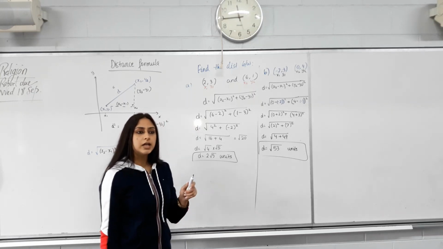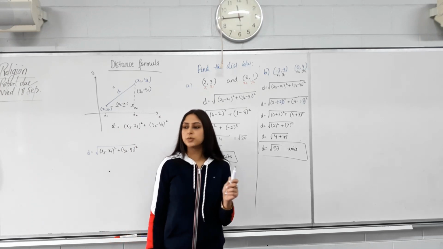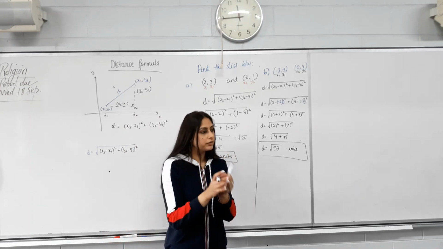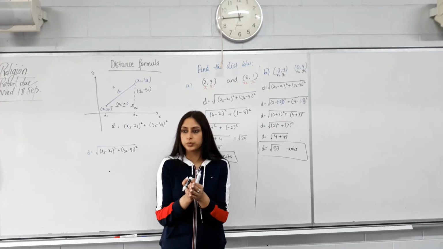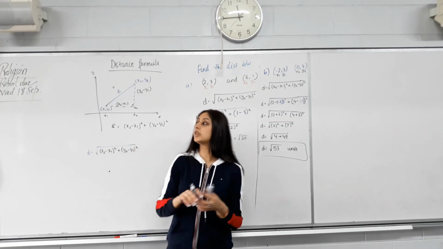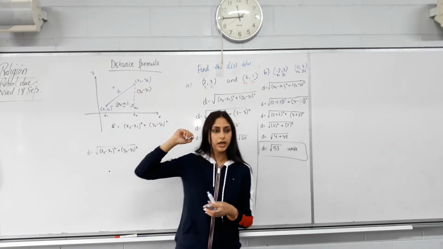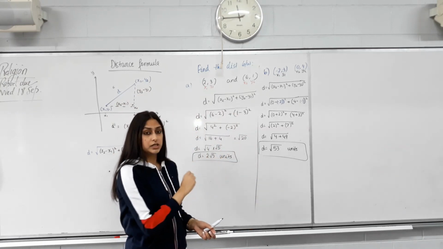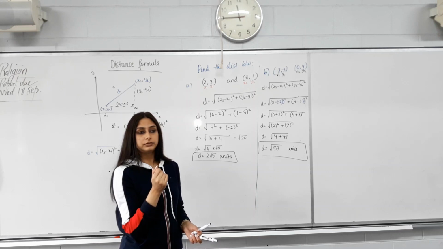So, you need to understand the difference between the midpoint and the distance. Midpoint is the point, a set of coordinates that lies halfway between 2 points. Distance is the length between 2 points, length of this line segment. Okay? And you'll only get one answer, and it should be positive.